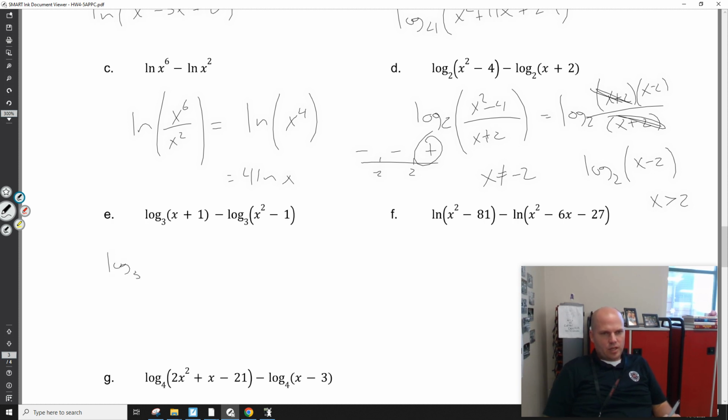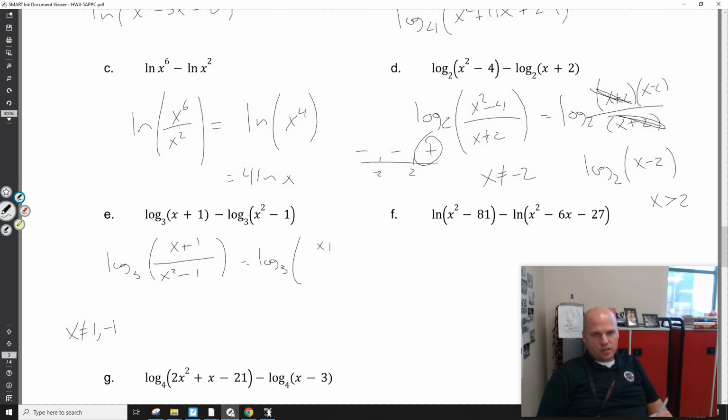Here, log base 3 of x plus 1 over x squared minus 1. I would not be able to plug in 1 or -1. I'd have a 0 in the denominator. That's bad. Also, we'd have to pay attention to the fact that we have a hole at -1, and we get 1 over x minus 1.